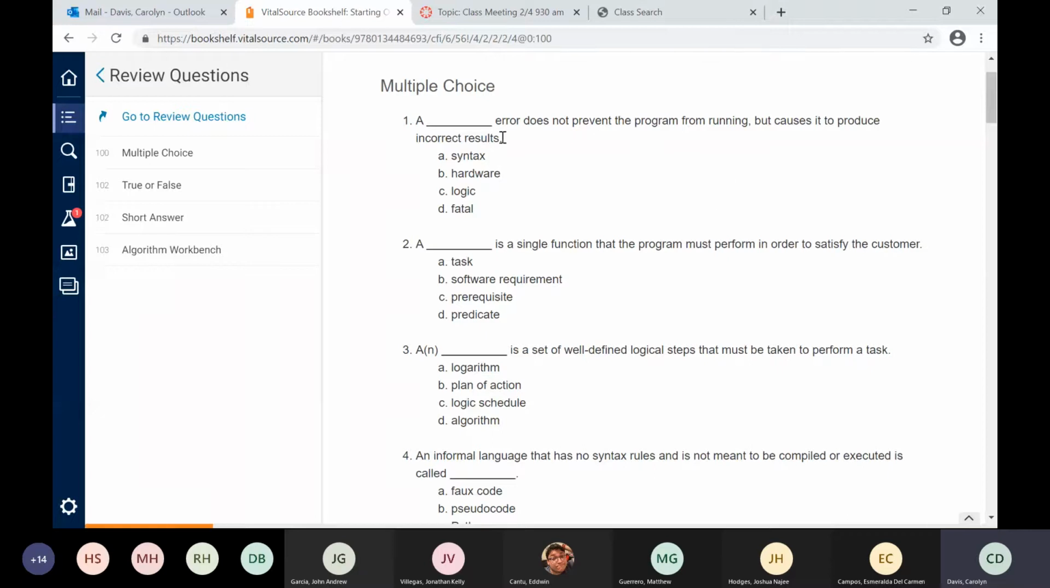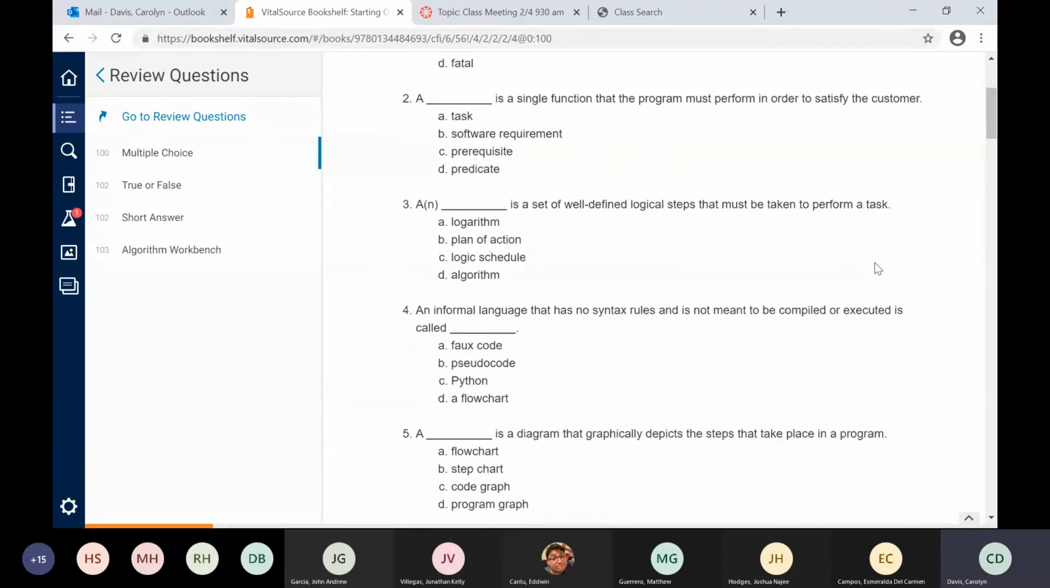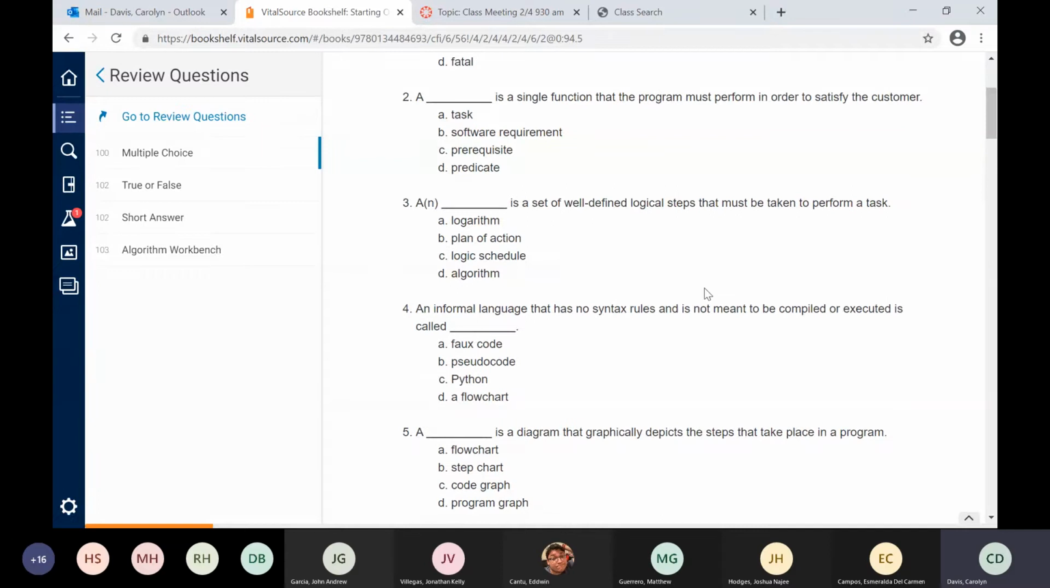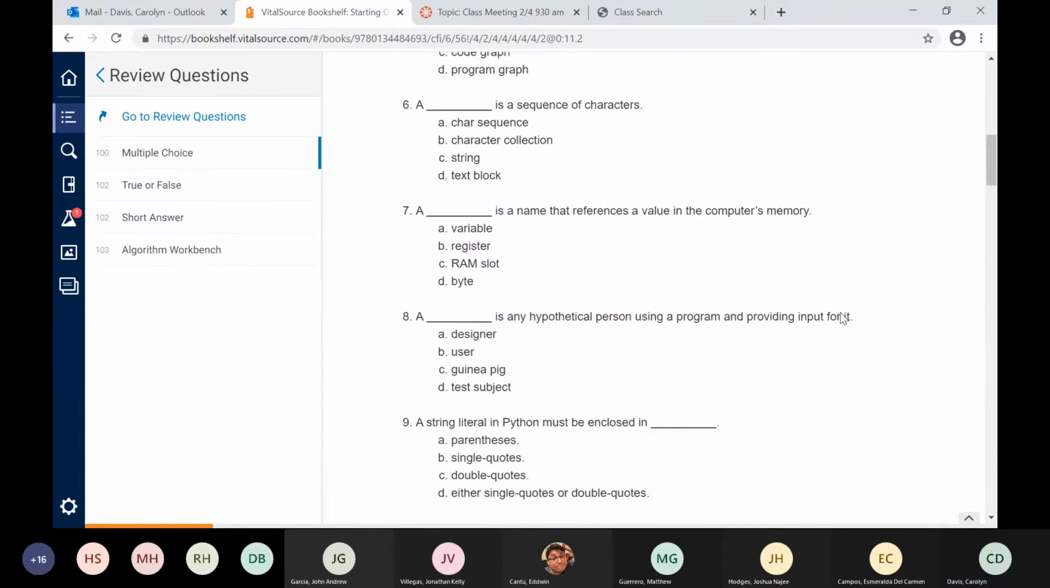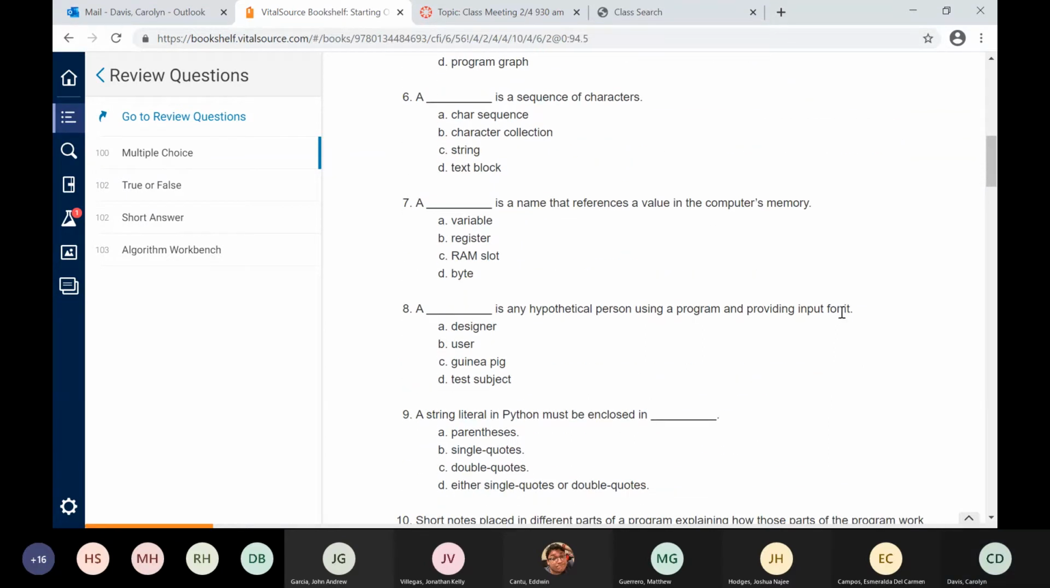Okay, so let's look. You don't have to know number 1. You don't have to know number 2 or 3 or 4 or 5. So 1 through 5 you do not have to know. 6. What is a sequence of characters? That's a string. C. 7. A blank is a name that references a value in the computer's memory. That's a variable. A.